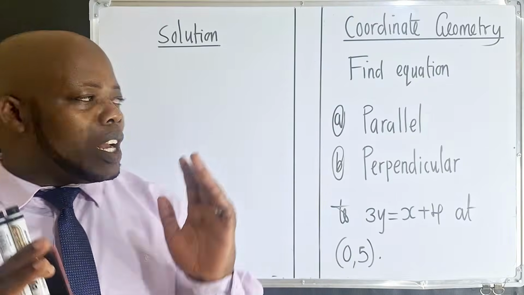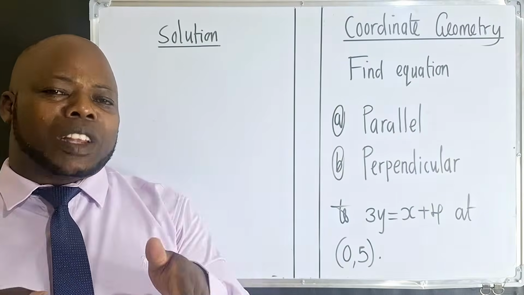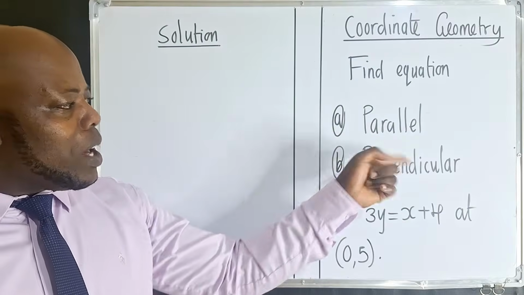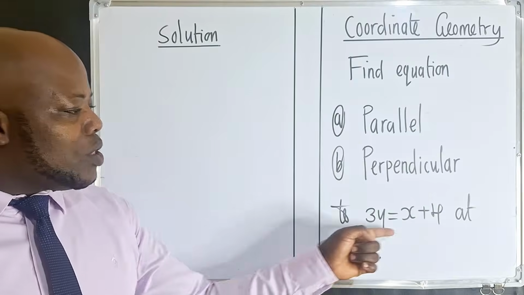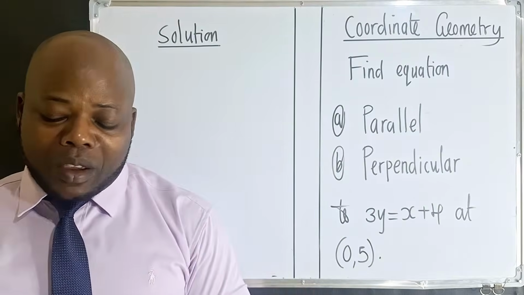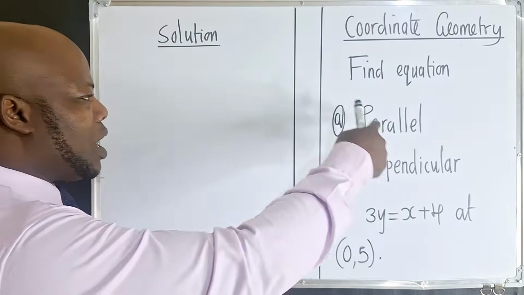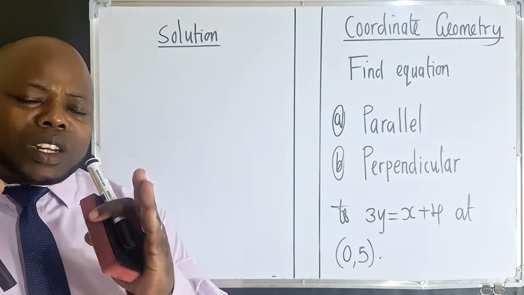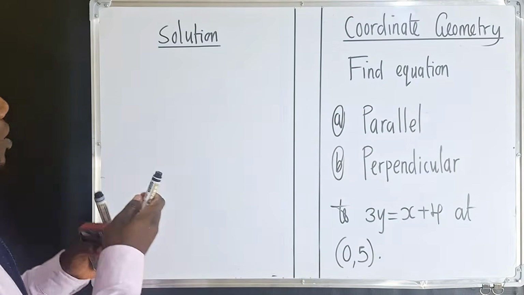Okay, so I've got a question right over here. This is under coordinate geometry. They're saying find the equation parallel, that's A, and for B perpendicular, to this equation right over here at (0,5). So what you need to understand on these two, there are specific points that you need to consider before you answer any question. So let's do this.